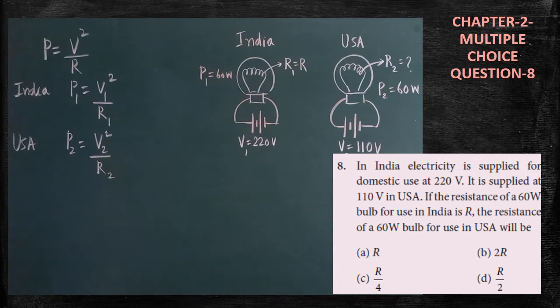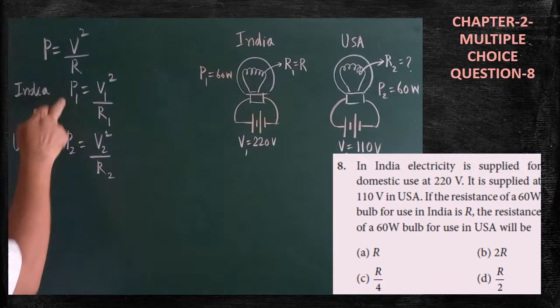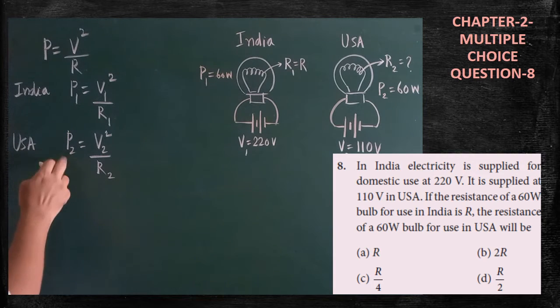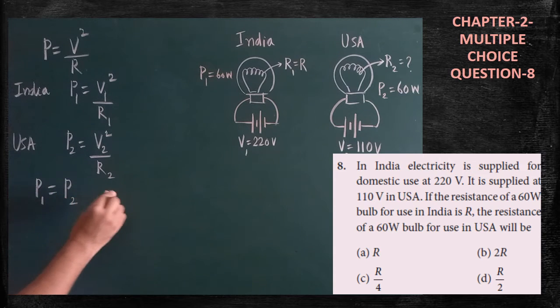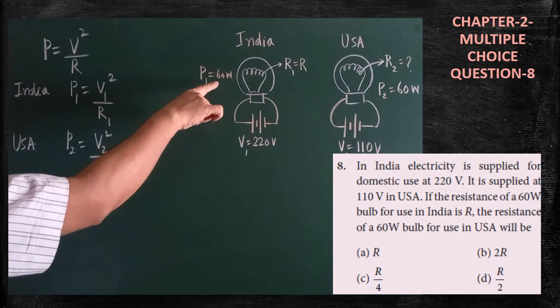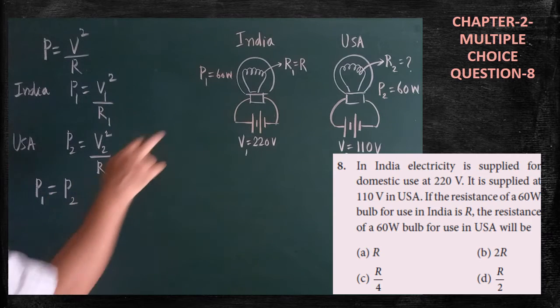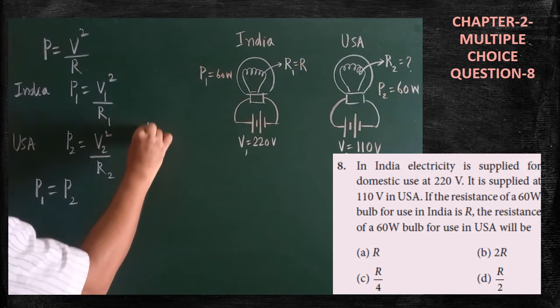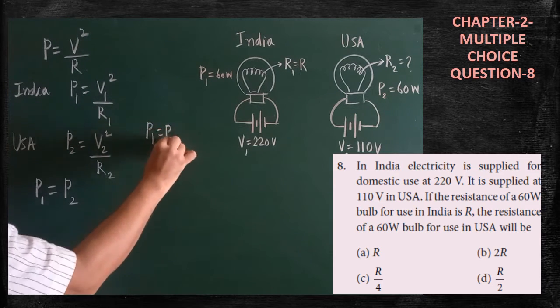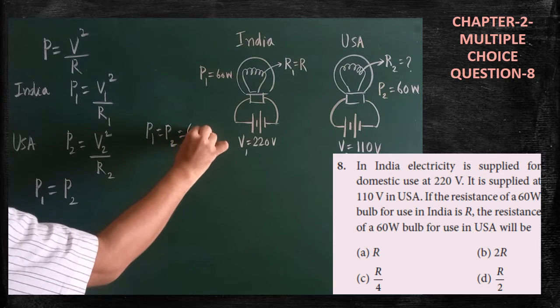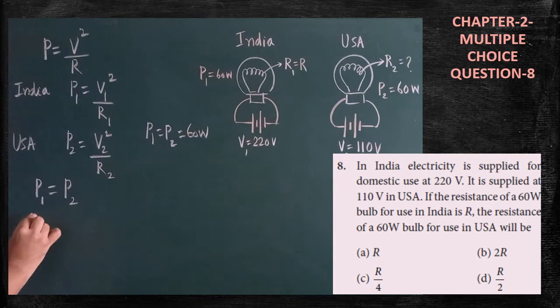Here, what is the common factor? The power consumed by the bulb, both in India as well as in USA, is the same. 60 watt, 60 watt. Therefore, P1 will be equal to P2. How can I say that both are equal? Because the power consumed by the bulb will be the same in both cases. Therefore, P1 is equal to P2, that is equal to 60 watt.